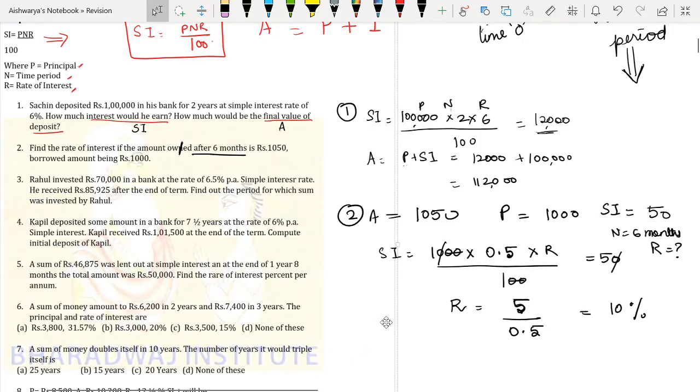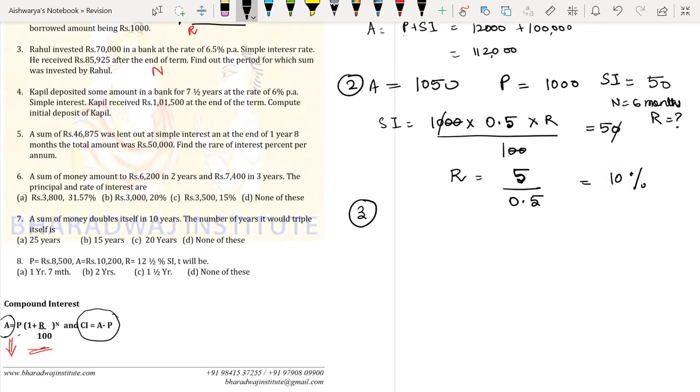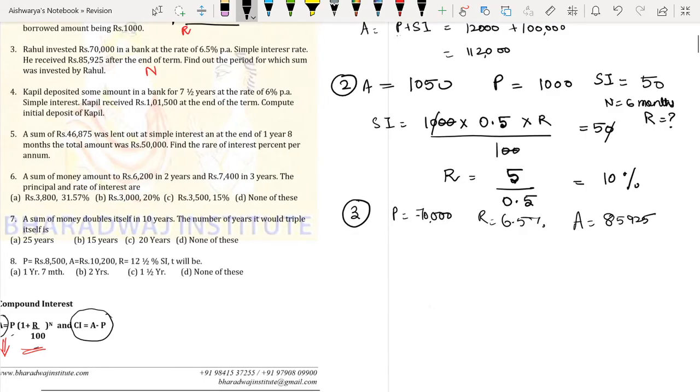Okay, so I've included all types of sums. These are things that you should note down, okay? This sum was calculating SI and amount. This sum was calculating R. This sum is going to be calculating N, okay? So like that, all the types of sums are included in this list. So the third question that we are going to do is calculating N. So how do you calculate N? Now, he invested 70,000. So your principal is 70,000. Okay, the rate of interest is 6.5%. He received, so the amount that he received is 85,925 at the end of the term. Find out the period for which the sum was invested. So N is question mark.